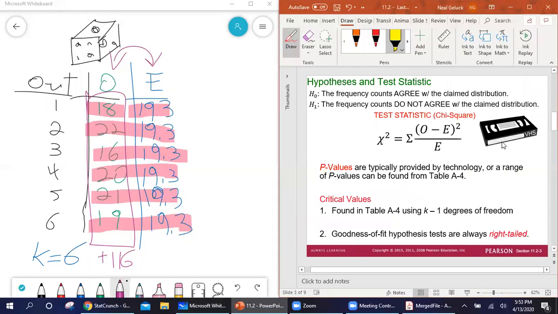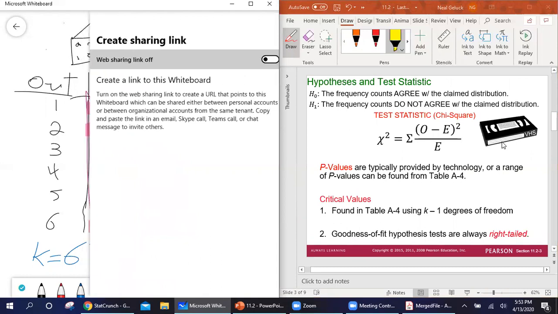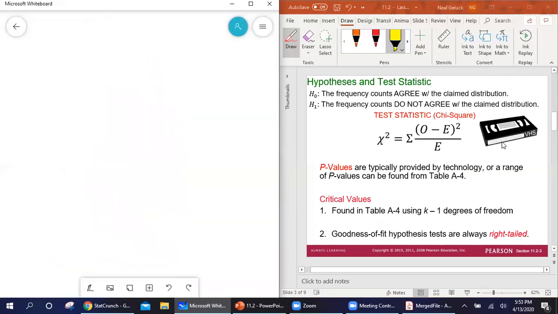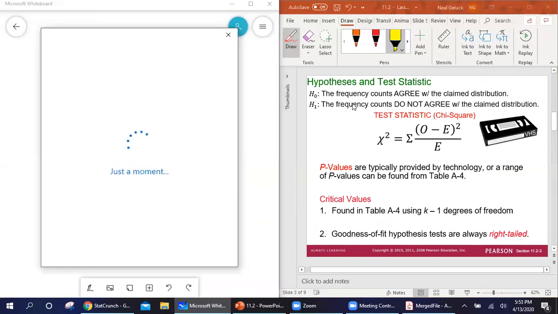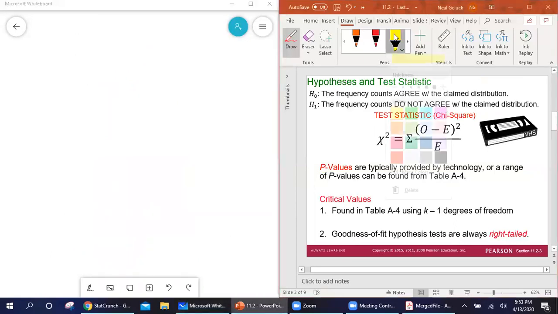Now, the nice thing is that the hypotheses on these are always the same. Basically, the null hypothesis is always that there's an agreement with the claimed distribution. The alternative is that they don't agree. So basically, we're testing against, do they agree?